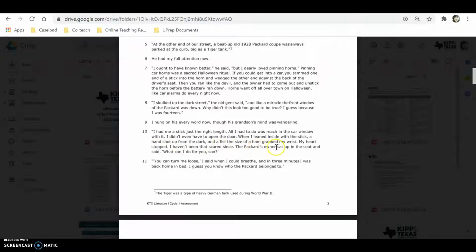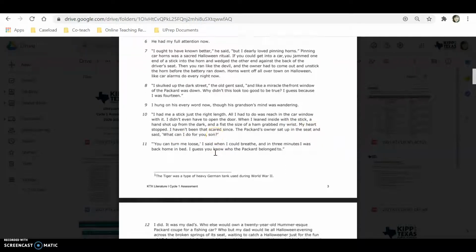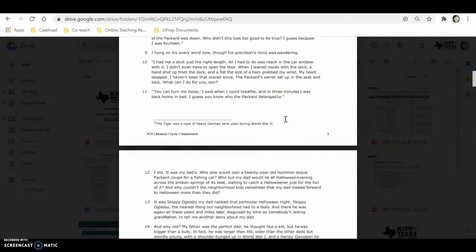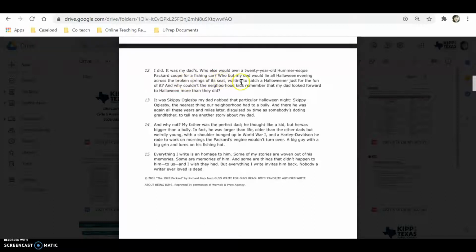The Packard's owner sat up in the seat and said, "What can I do for you, son?" "You can turn me loose," I said when I could breathe, and in 3 minutes I was back home in bed. I guess you know who the Packard belonged to. I did. It was my dad's. Who else would own a 20-year-old Hummer-esque Packard coupe for a fishing car? Who but my dad would lie all Halloween evening across the broken springs of its seat, waiting to catch a Halloweener just for the fun of it.